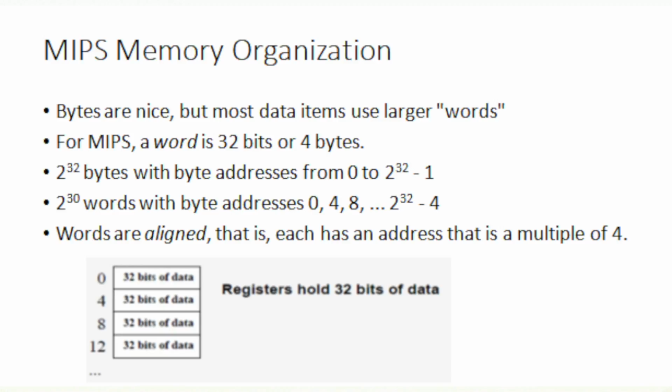Bytes are nice, but most data items need a larger space. So here we have larger words. Words are simply a 32-bit space or 4 bytes. There are 2^32 bytes with byte addresses from 0 to 2^32 minus 1, and 2^30 words with byte addresses 0, 4, 8, and so on up to 2^32 minus 4. Words are aligned, that is, each has an address that is a multiple of 4. All addresses are like 4, 8, 12, 16, 20.